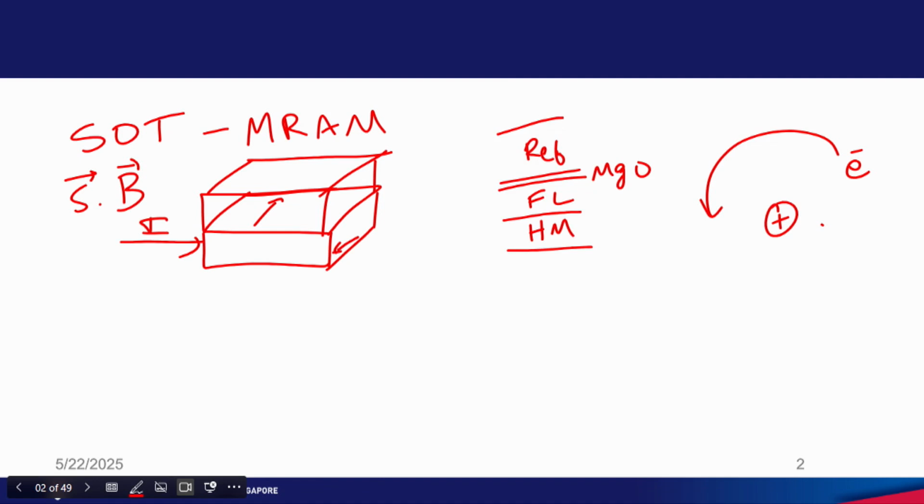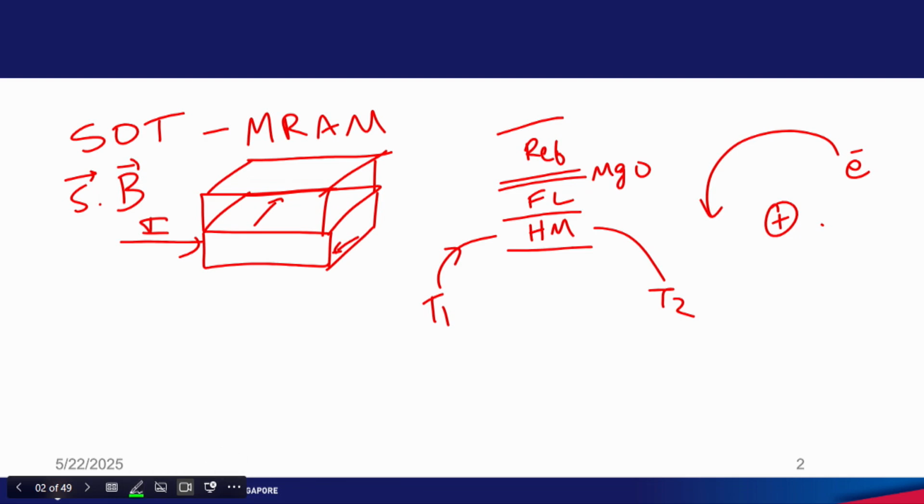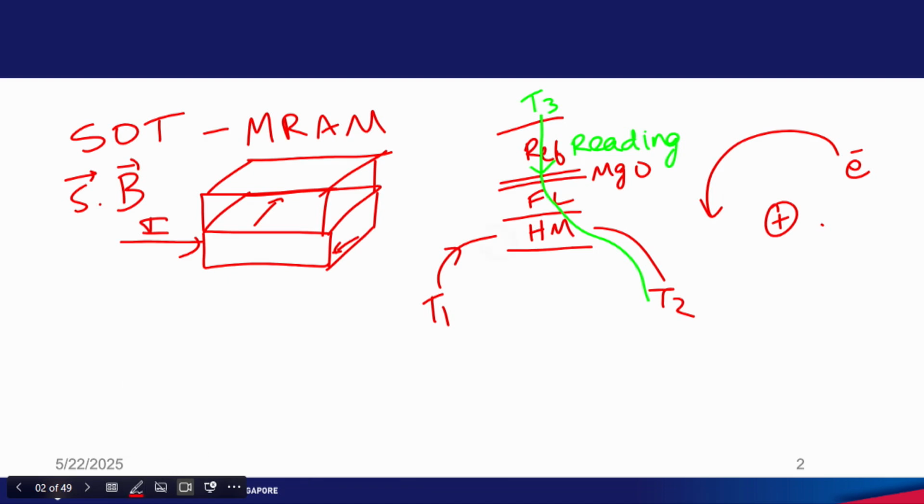And we need 3 terminals. Okay. So, we have two terminals for sending the writing current. Okay. Then for reading we use another path. So, we have a third terminal through which we send current and we read information. Okay. So, this is the reading path. And this is the writing part.